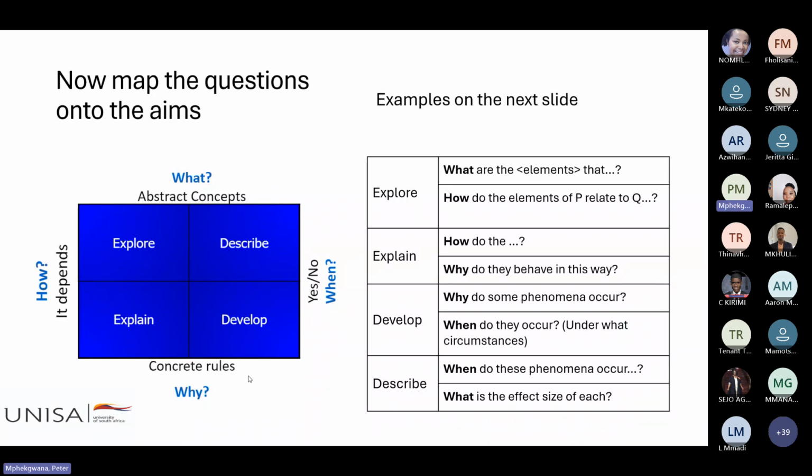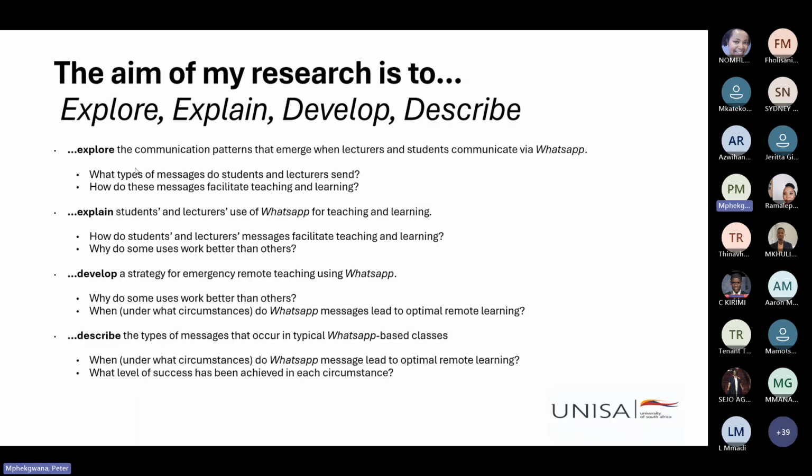Here, these were the previous examples. If you want to convert our previous examples, under explore you can say, what types of messages? Then your other research objective, you can say, how do these messages facilitate teaching and learning? Then for explain, we can say, how do students and lecturers' messages facilitate teaching and learning? Or we can say, why do some uses work better than others? Tautology there. I think it needs to be rephrased very well. It doesn't read well.